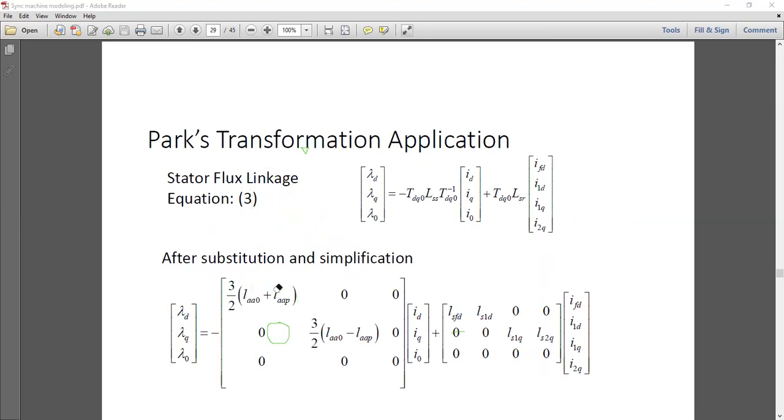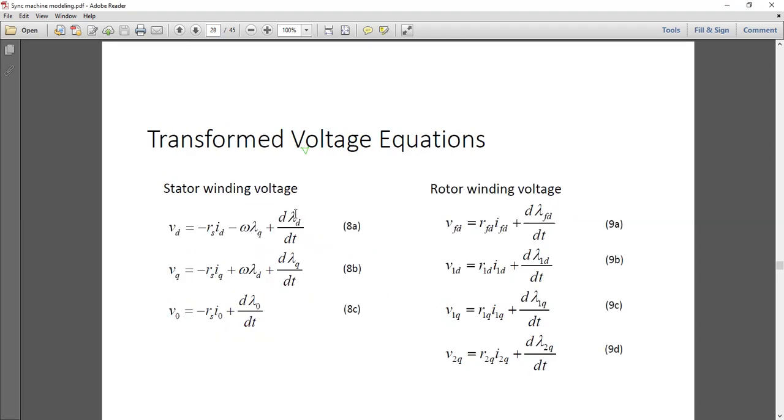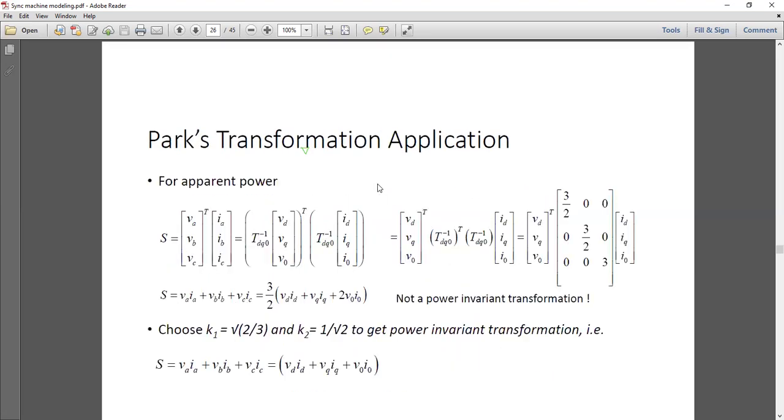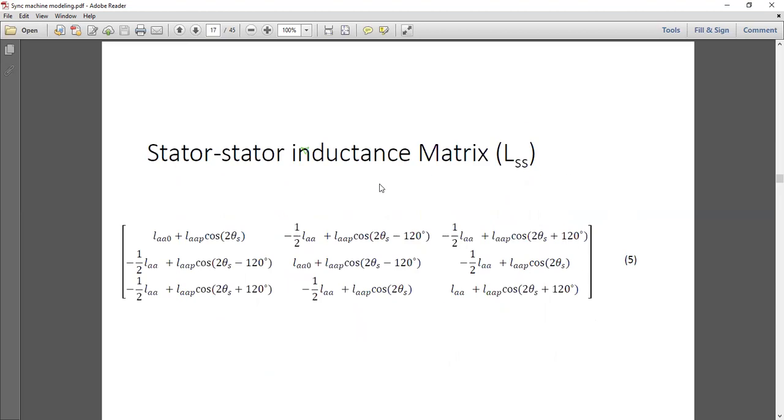Once we have these voltage expressions, you see the presence of lambda D, lambda Q, lambda 0, lambda FD, 1D, 1Q, and 2Q. So we'll now try to find these lambda D, lambda Q, lambda 0. We already have them as lambda A, lambda B, and lambda C. But because in the voltage equations they appear as lambda D, lambda Q, and lambda 0, we want to use the expression of lambda A, B, and C which we earlier had.